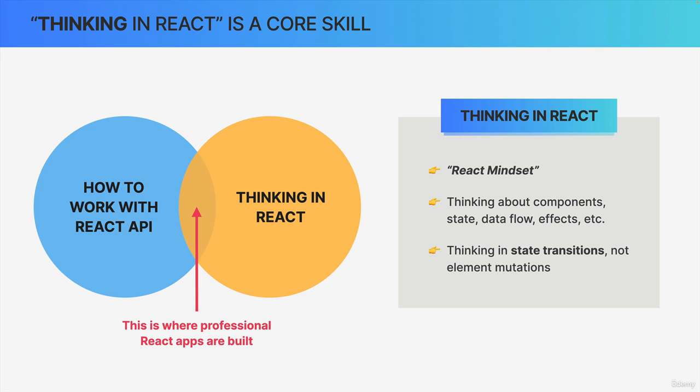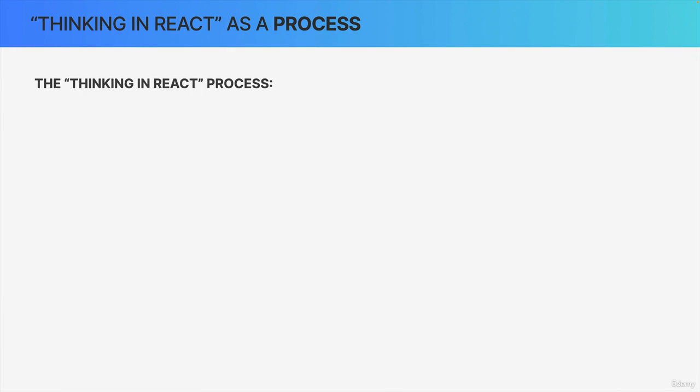You can also view thinking in React as a whole process, which can help us build apps in a more structured way. The first step in this process is to break the desired UI into components and establish how these components are related to one another, so to establish the component tree. This also includes thinking about reusability and composability of components.